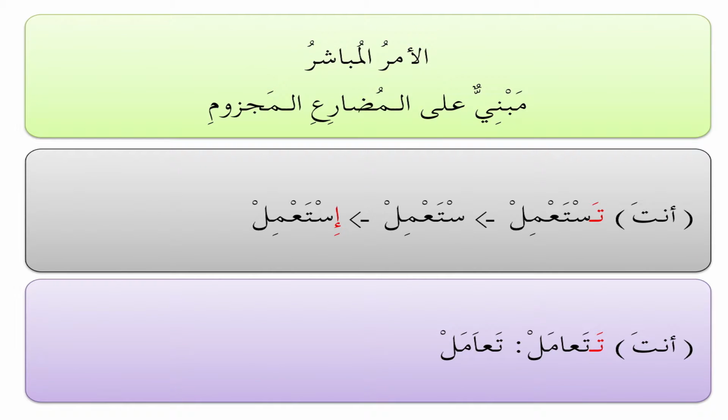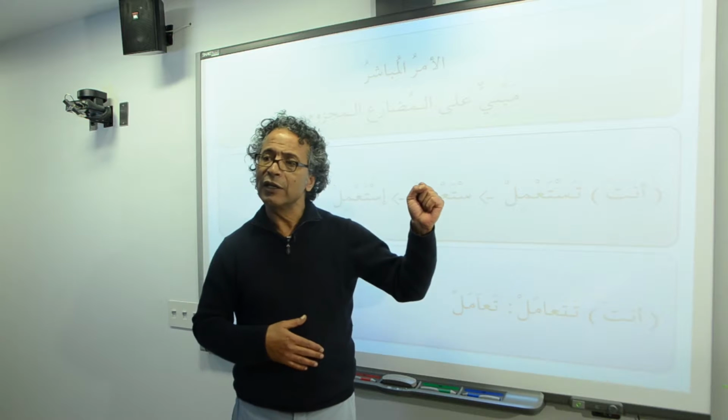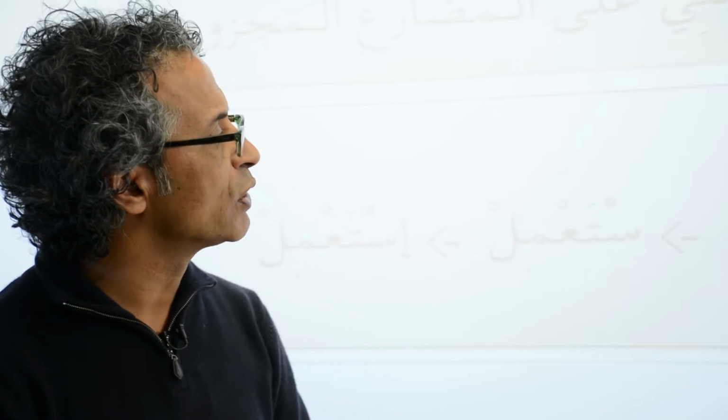Now الأمر المباشر. How do we get the direct command? هو مبني على المضارع المجزوم. Actually it's built on المضارع المجزوم. So a good command of المضارع المجزوم would help us very much in being able to also control الأمر and its conjugation. So look at this example to illustrate the point that I'm making.